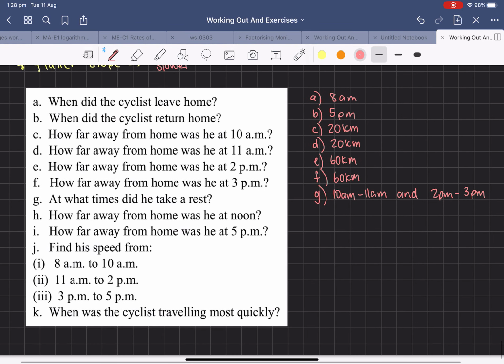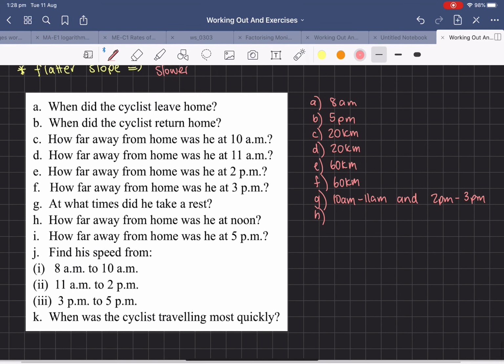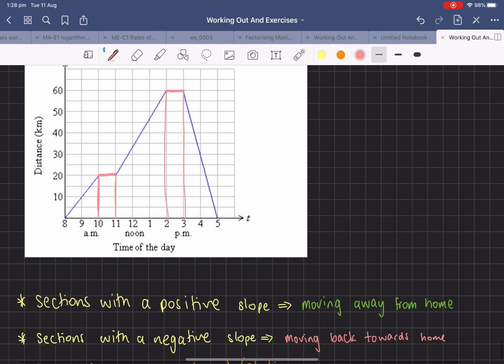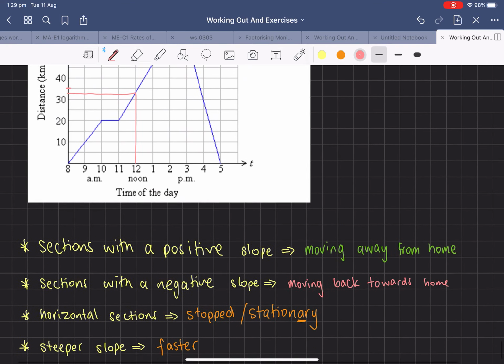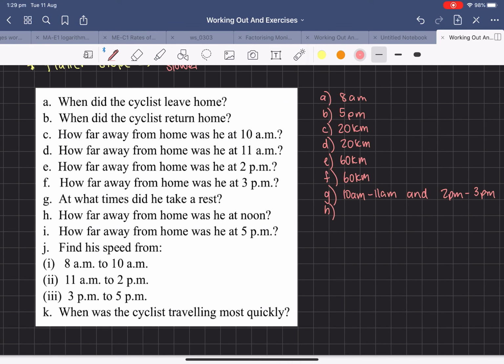Okay. How far away from home was he at noon? Remember, noon means midday. So this one's a little bit harder, okay, because it's not going to be as easy to read from the graph. So at 12 o'clock, and then we've got to follow it across. I'm going to say this is 35, so I'm going to say maybe 32.5 kilometres. I'm going to say halfway between. 32.5 kilometres.